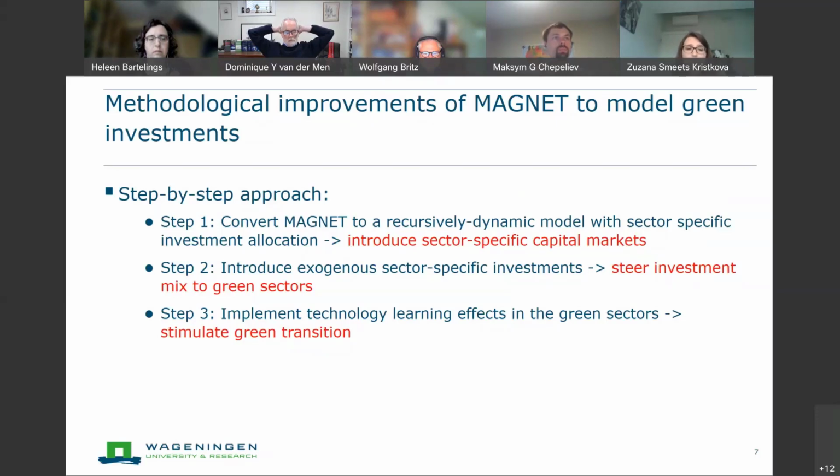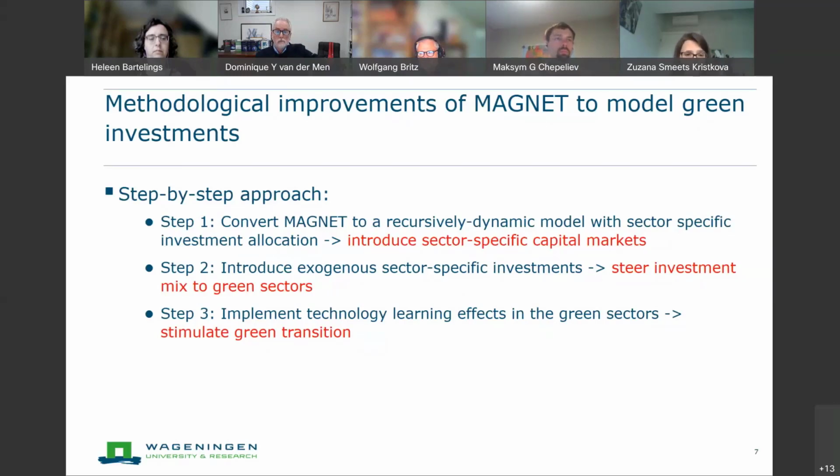The second step was to introduce exogenous sector-specific investments. Our Magnet model follows the GTAP behavior of investment allocation. There is a global bank that distributes regional investments, and some choices are based on rates of return and profitability. But in our exercise we also want to be able to inject or support some sectors from public money, not based on private return, to steer the investment mix to green sectors. That was the second step we introduced. That already enables, if we change the investment mix to more green sectors, a contribution to reducing emissions and more energy transition.